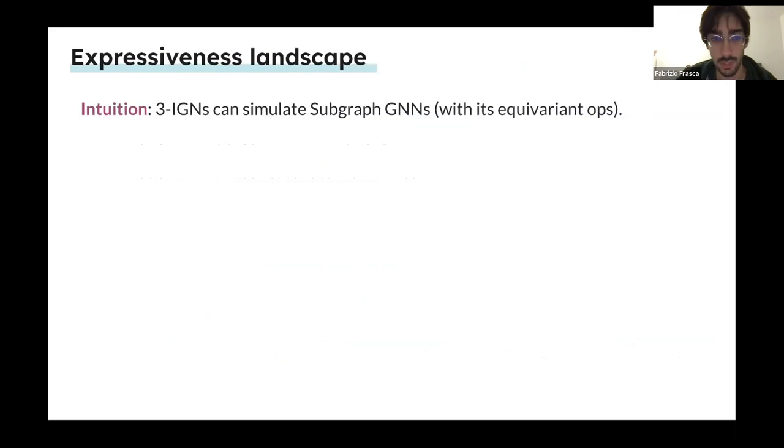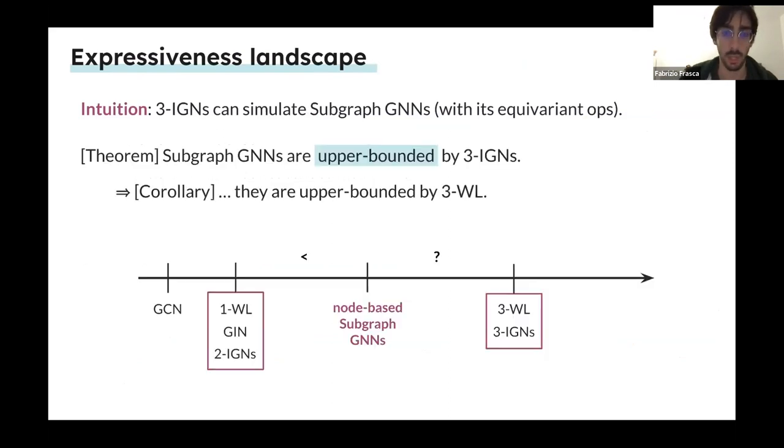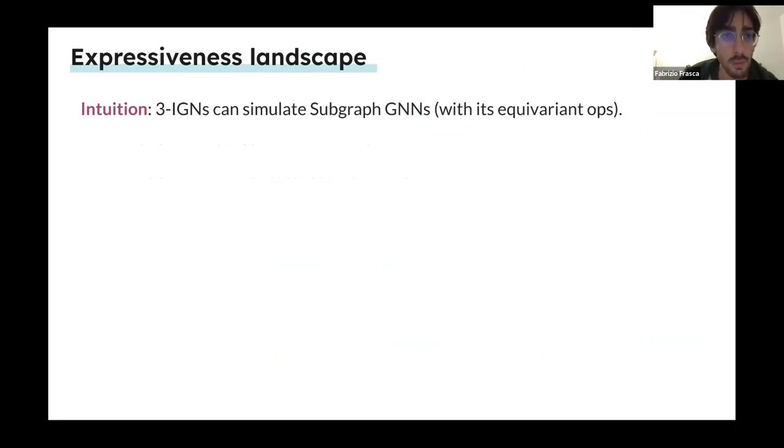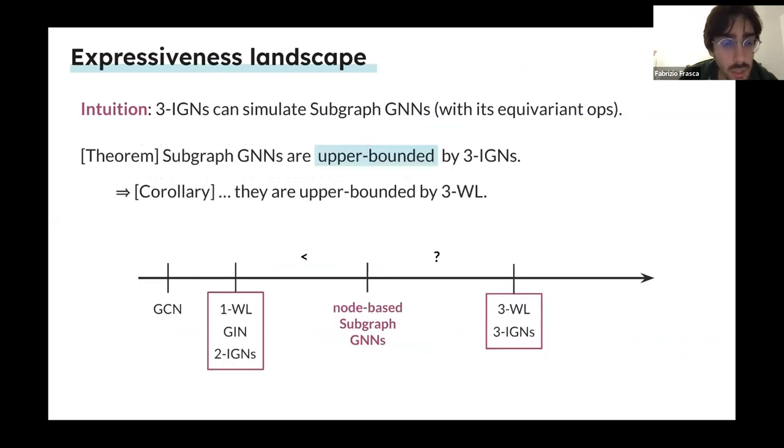And with these lemmas, then I think there's a problem with the slide.